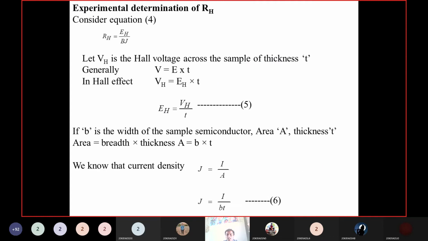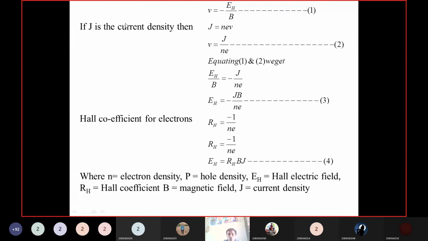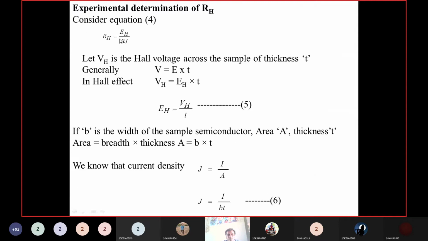Before going to the Hall voltage, I will explain what RH is in terms of Hall electric field. The Hall coefficient RH is equal to EH by B into J. This is the RH value in terms of the Hall electric field. Now we can calculate VH, the Hall voltage.